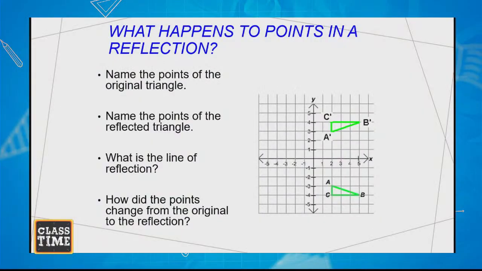So if we want to look really quickly at point A, point A would be 2, negative 3. Point B, if I'm looking carefully, would be 5, negative 4. And point C would be 2, negative 4. Let's see.